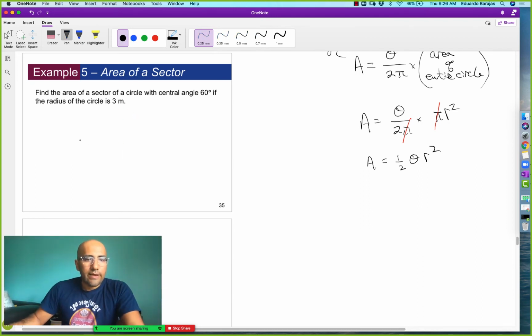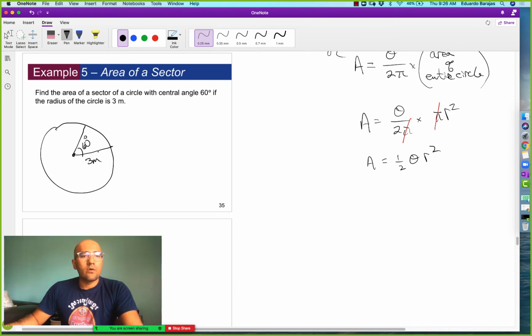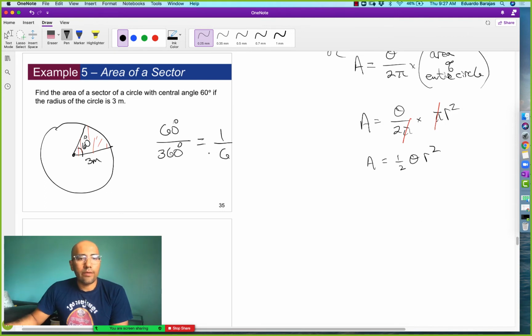Okay, so we have a circle and we have an angle of 60 degrees. And we know that this is 3 meters, right? So first, let me just intuitively find it, and then we can use the formula for it. Okay, so 60 degrees, if we divide that by 360 degrees, that goes into it 6 times. This is equal to 1/6, right? This slice is 1/6 of the whole thing. That's what I'm referencing here.